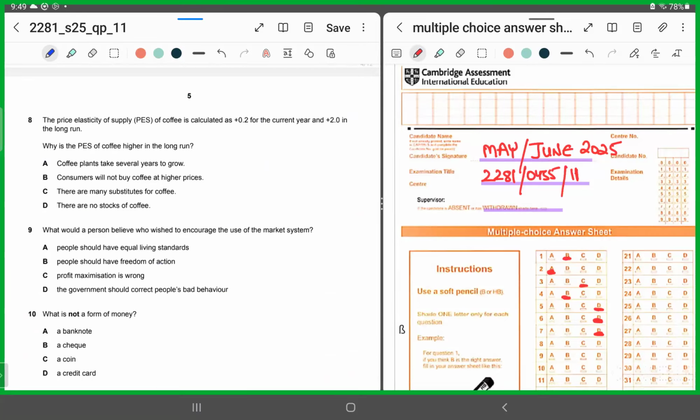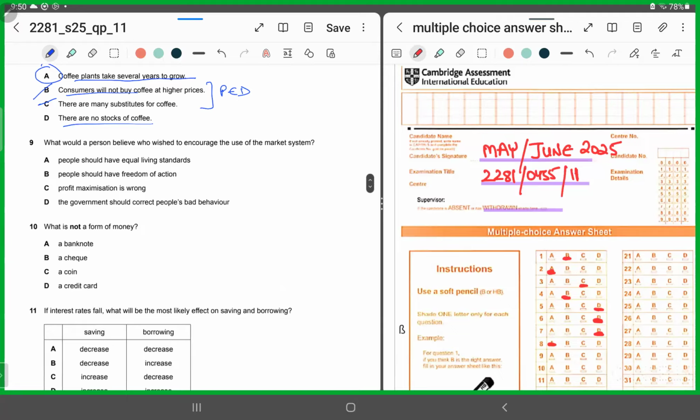It cannot be B. It cannot be C. Why? Because they are all talking about related to price elasticity of demand, right? Similarly, D is also irrelevant. So because coffee plants take several years to grow, for MCQ number 8, the correct answer is A.